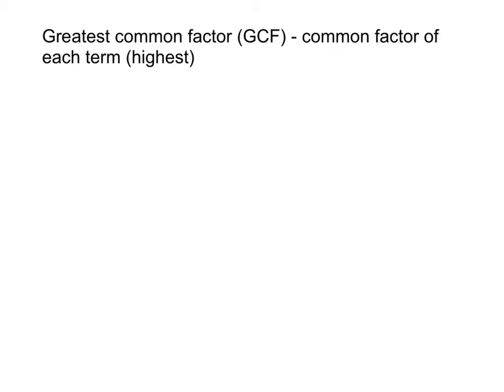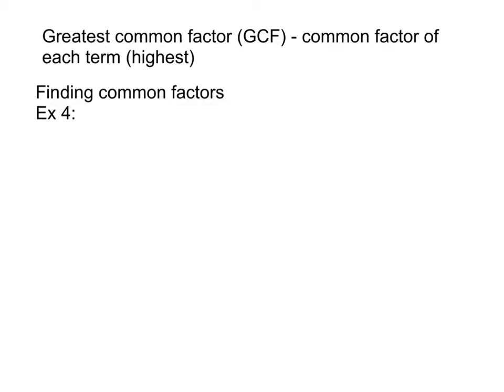The greatest common factor is going to be a common factor between each term, and then you need to make sure that you are talking about the highest factor from each term. Let's look at an example that causes us to find common factors before we start factoring.